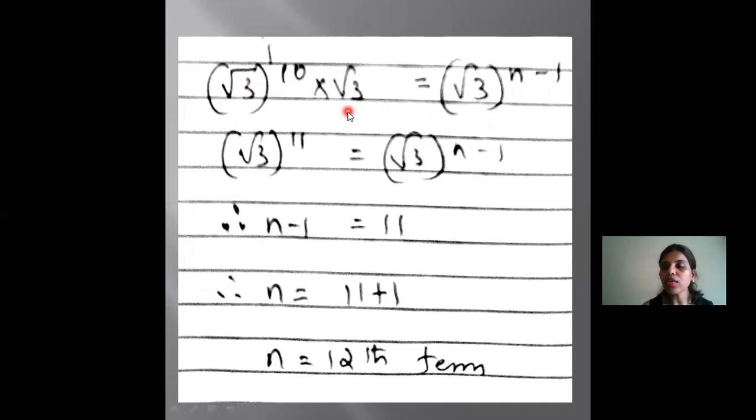So we are using the indices law: a raised to m into a raised to n is equal to a raised to m plus n. So as bases are same, we'll write root 3 once and we'll write 10 plus 1 is 11. Now as bases are same, indices become same. So n minus 1 is equal to 11 we got. Now this negative 1, we take it to the other side. So it becomes 11 plus 1, that is equal to 12. So n is equal to 12th term we have got. Now put it in the box and write ANS.